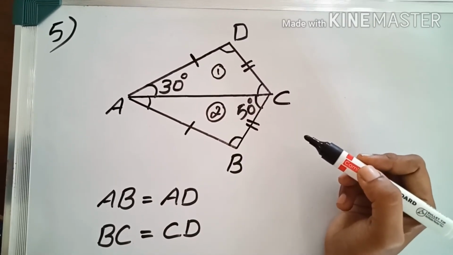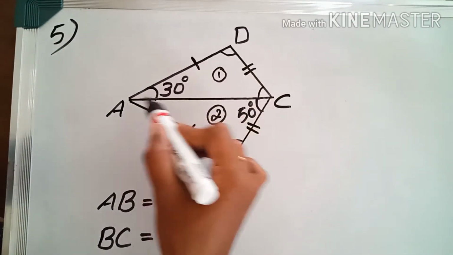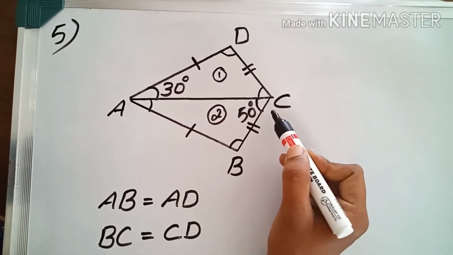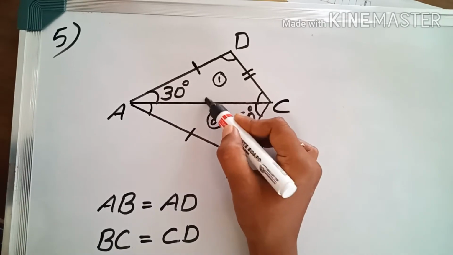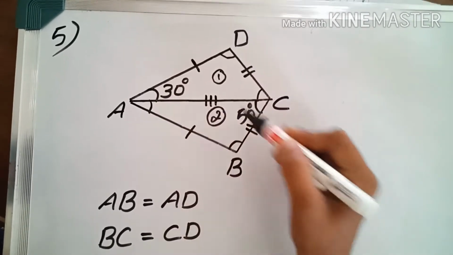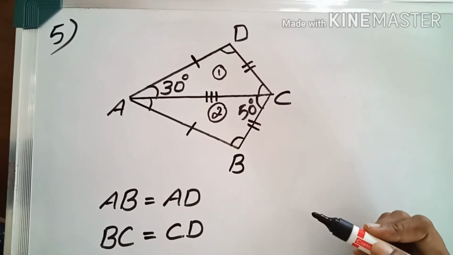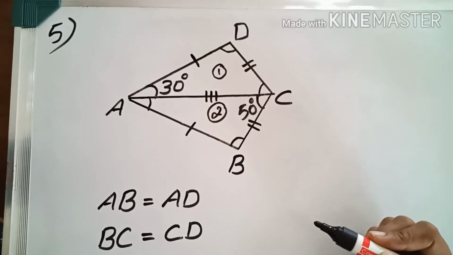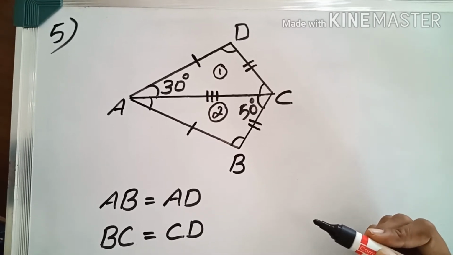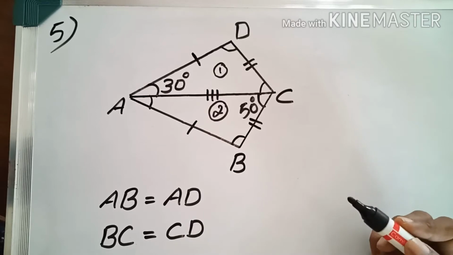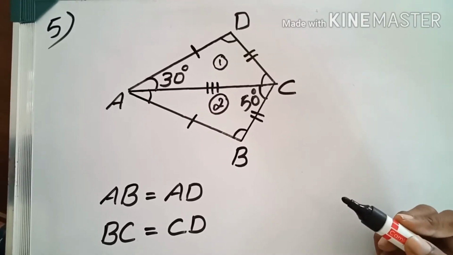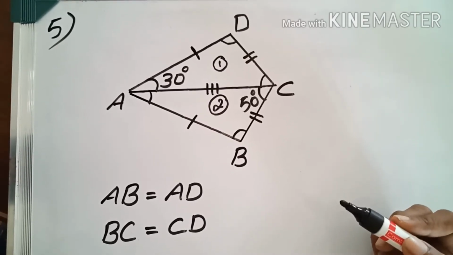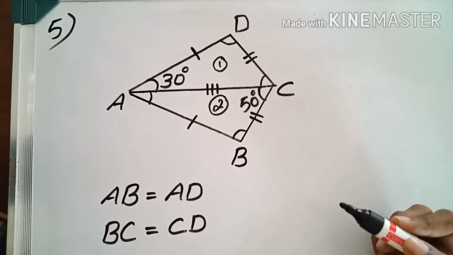Now same like the previous question, AC is what? Common side. AC is the common side. Common side means it will be equal. For these two triangles, the third side is the same. Now what can we say about these two triangles? All the three sides are equal, that we got. Now what can we say about these triangles? Yes, they are equal triangles.